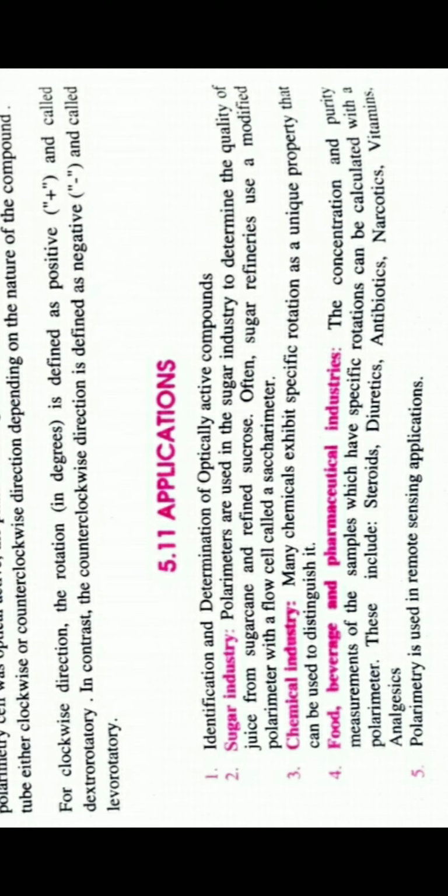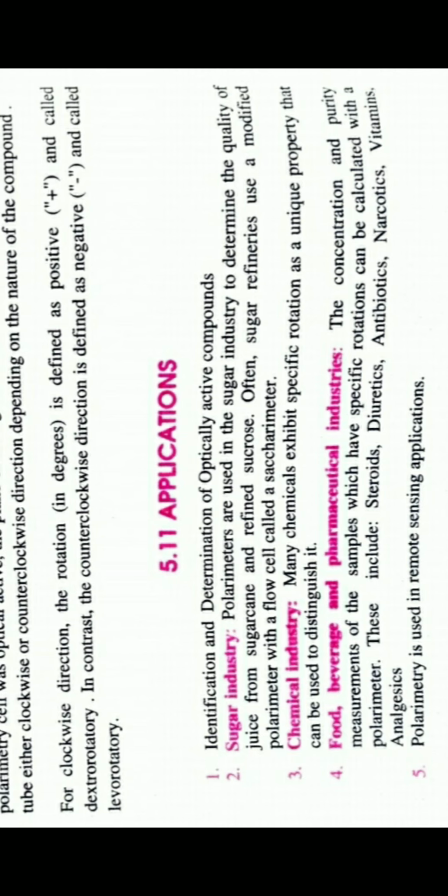Third is the chemical industry. These are used to find out the specific rotation of chemicals, and by this we can differentiate the chemicals. Next usage is in food, beverage and pharmaceutical industries. In these industries, the polarimeter is used to find out the concentration and purity of samples like steroids, diuretics, antibiotics, vitamins, etc. The polarimeter is also used in remote sensing applications. So this is all about the polarimeter and optical rotation.